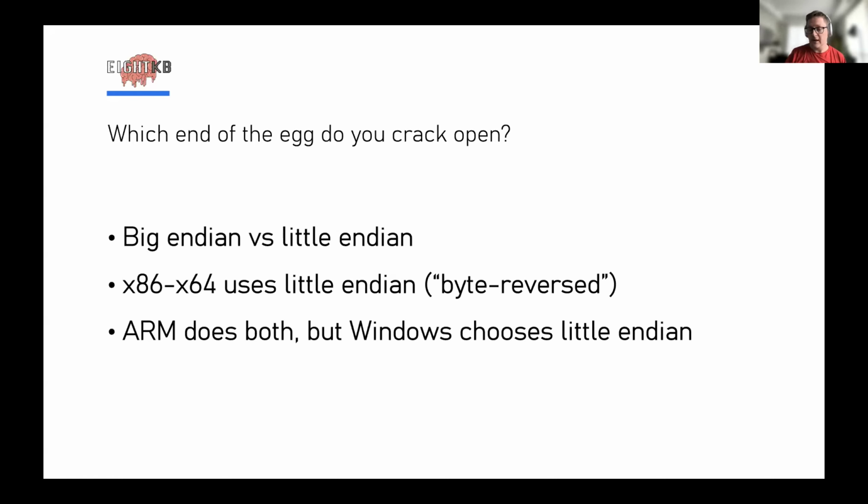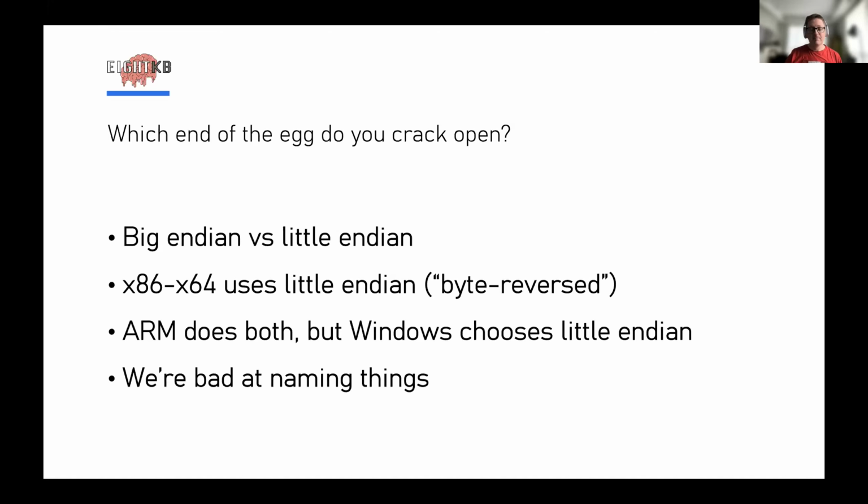Now, ARM, which is what Apple has now moved to with their desktop and laptop machines, but also their phones have always had ARM CPUs, can do little endian and big endian, but Windows chooses with their ARM compatible processors to use Little Endian because it's just more convenience.